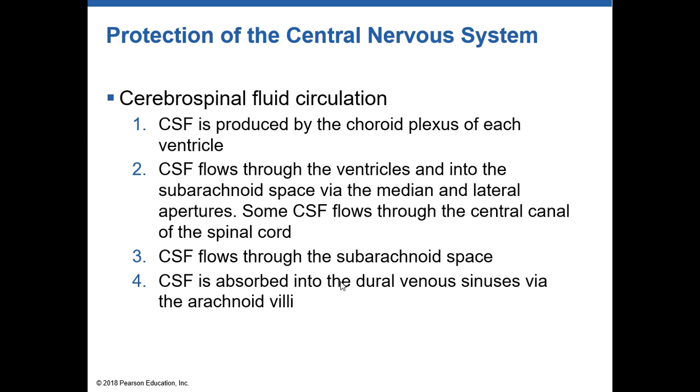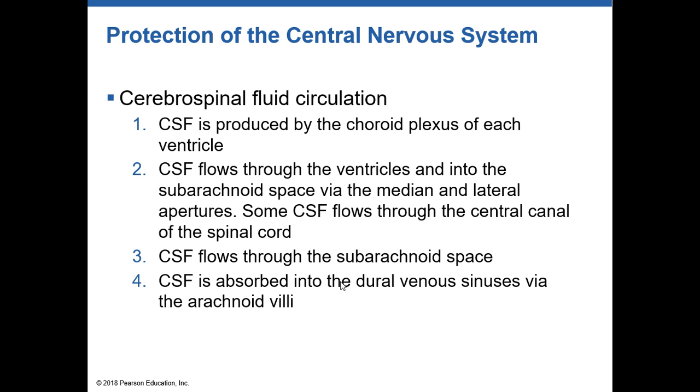Now, this is not in your notes, and I'm not going to give it to you on your test, but I just want to kind of show you how cerebrospinal fluid circulates. One thing to note is that it's produced in your choroid plexus, and this is located in each ventricle. The CSF then flows through the ventricles into your subarachnoid space, and it does this through your median and lateral apertures, which are just pathways to get you into that space.